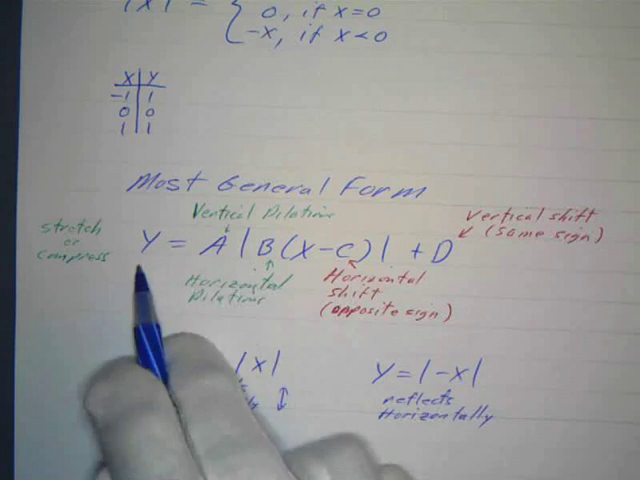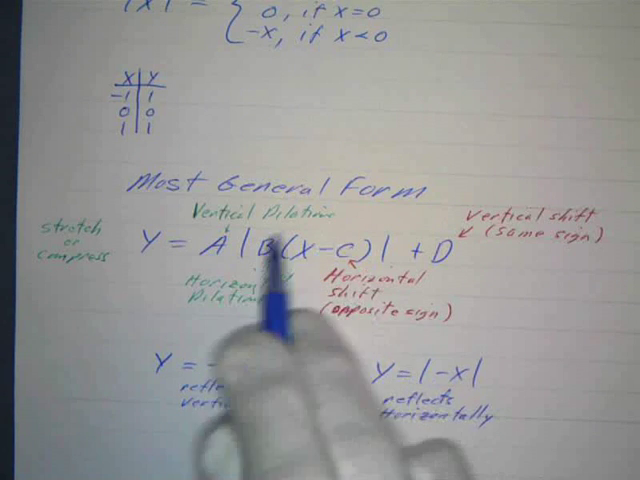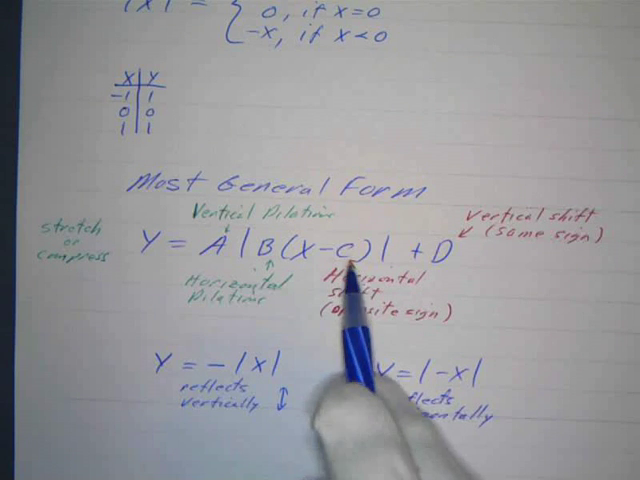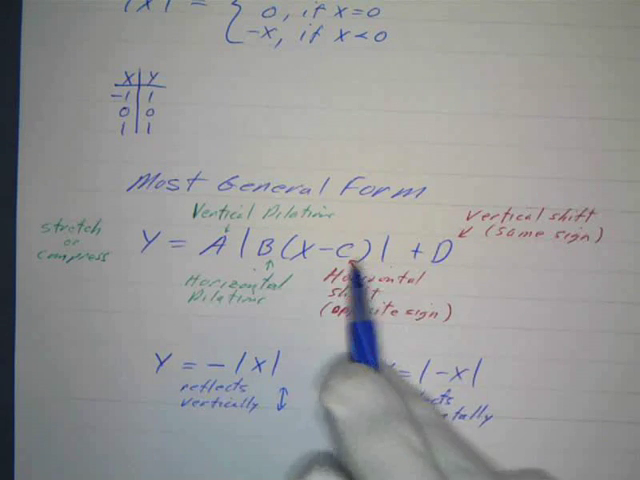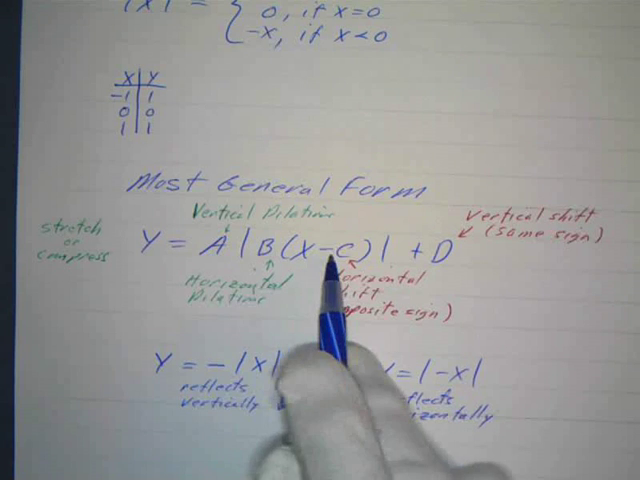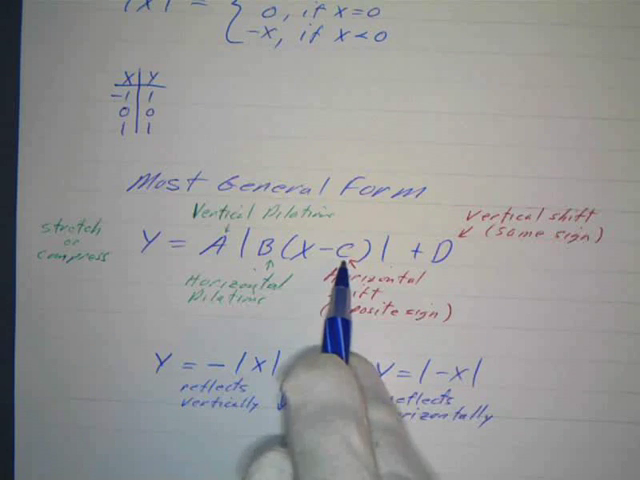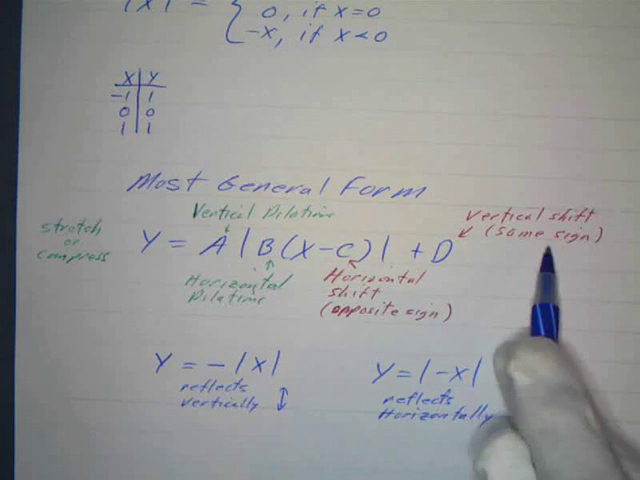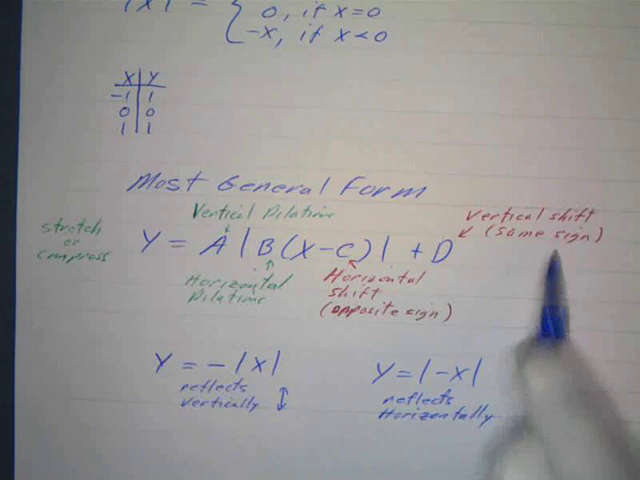Now, the most general form is this form here, y equals a times the absolute value of b times x minus c, plus d. This is important, so please note this. This is where we have our horizontal shift. Our horizontal shift is the opposite sign, because there's a negative in there. Whatever number is here, the opposite sign will be the horizontal shift. So the horizontal shift will be c. And the vertical shift is the same sign. Here the vertical shift is d, same sign.